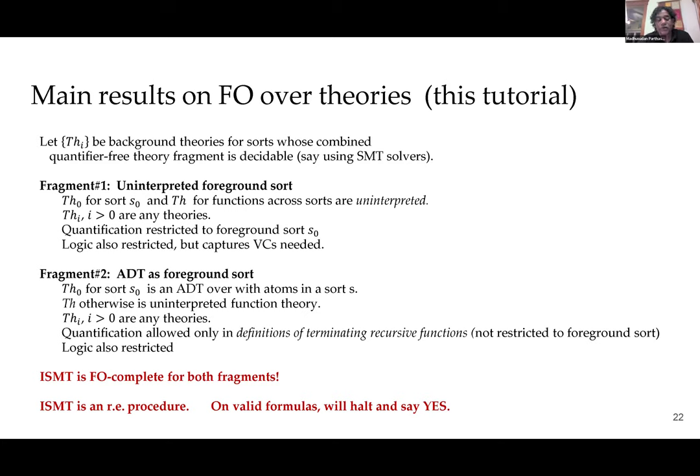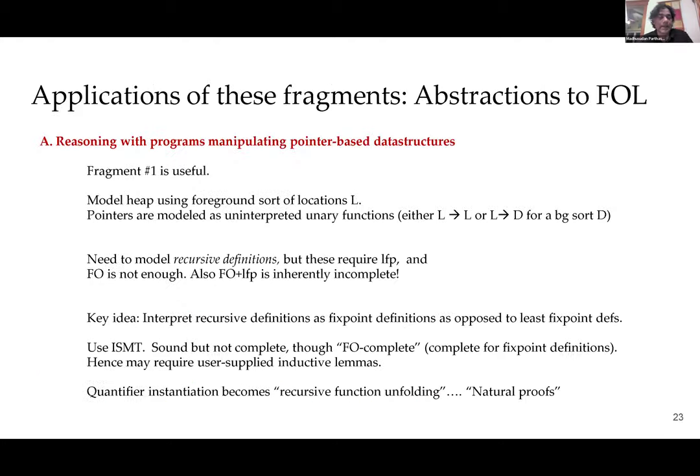And here you're not restricted to the foreground sort. So you can quantify over integers as well and so on. And still we have a completeness theorem, right? That ISMT is complete for both fragments. So it's an RE procedure on valid formulas. If you are within these fragments, the procedure will halt and say yes. Okay, those are the two main results.